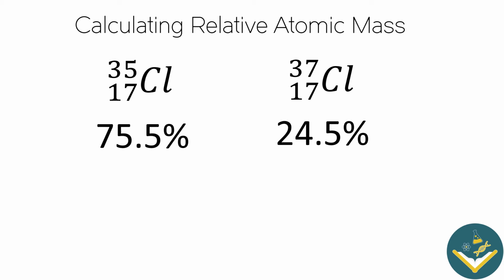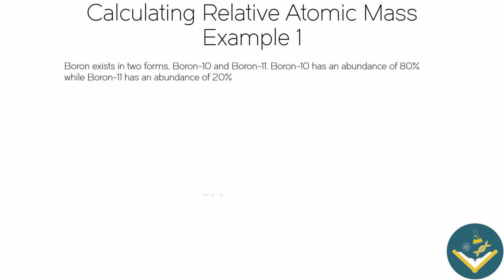The mean of 35 and 37 is 36, however, 75.5% of all chlorine is chlorine-35, while 24.5% of all chlorine is chlorine-37. So to simply use a number that's halfway between the two wouldn't be accurate, so we have to take into account the mass of each isotope as well as how much of that isotope there is, which is known as the abundance. This can be done mathematically with a fairly straightforward formula, and is something that you're expected to be able to do. Let's start with an easier example.